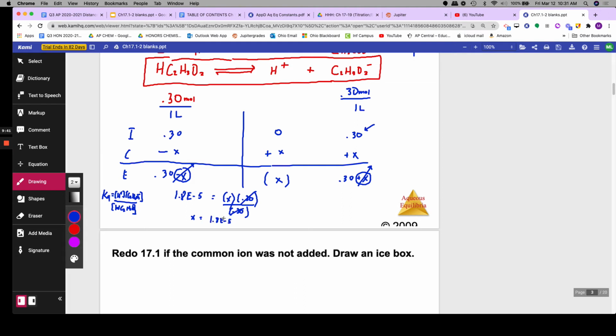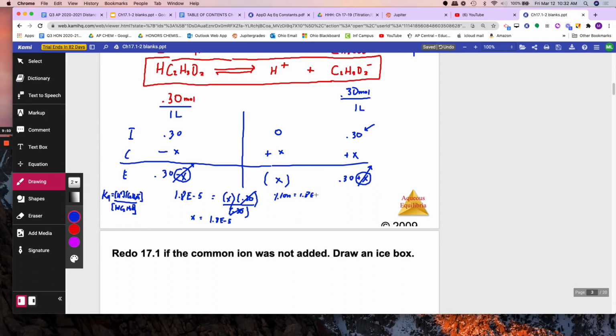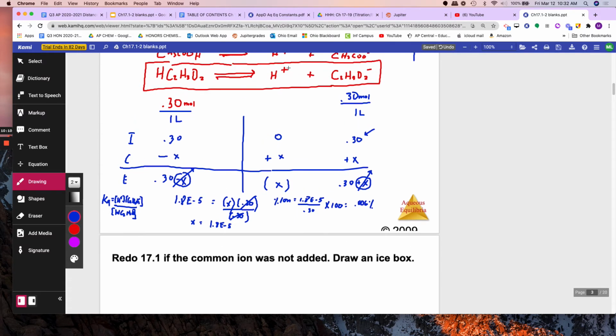Okay, to make sure that our assumption is correct by making that negligible, I'm going to do percent ionization really quickly. It's equal to 1.8 E negative 5 divided by the original, which is 0.30, times 100, hoping that it's less than 5%, otherwise I will have to do the quadratic equation, and that is 0.006%. So I'm good. Okay, so if that's X, that is also H plus.